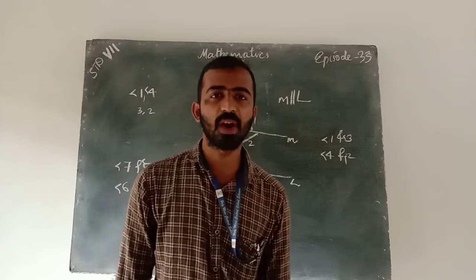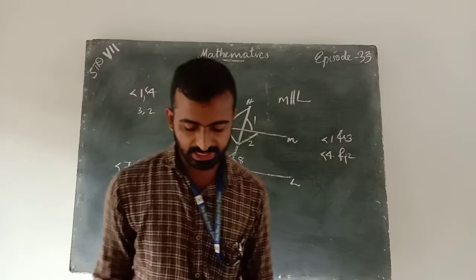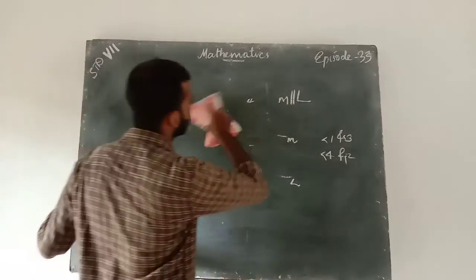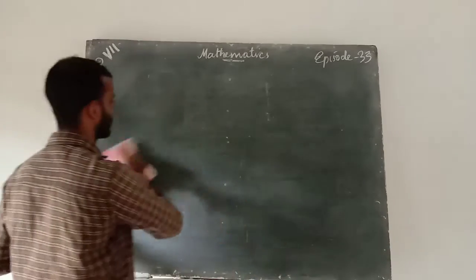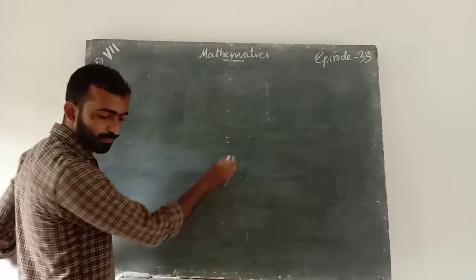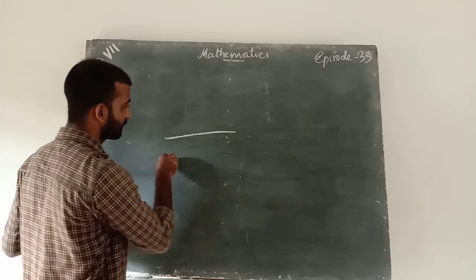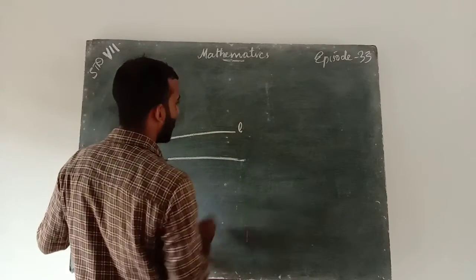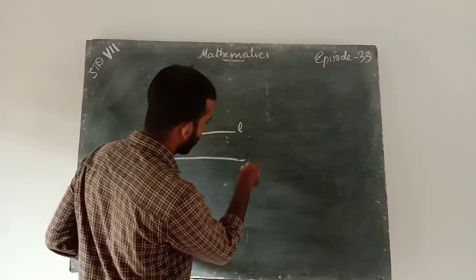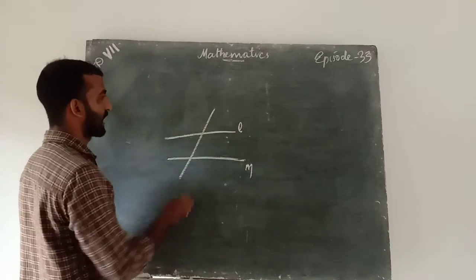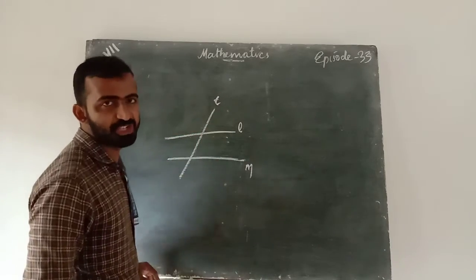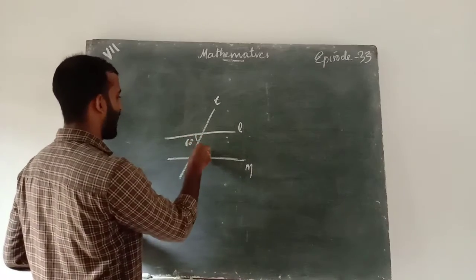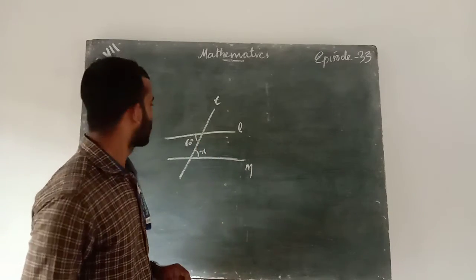So we can start our Try This. Here are lines L and M, and here is a transversal line T. Here is 60 degrees. We want to find X. What is the value of X?